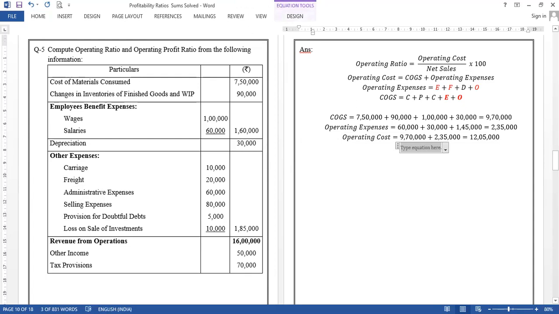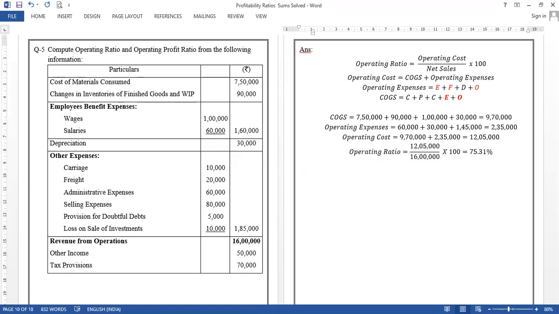Now let me apply the formula for operating ratio. So operating ratio, we know the formula, operating cost upon net sales into 100. Operating cost has come to 12,05,000. And net sales, we can see that is 16 lakhs into 100, right? So this will give me the answer as 12,05,000 divided by 16 lakhs into 100. This is 75.31%. Okay, so I'm done with operating ratio.